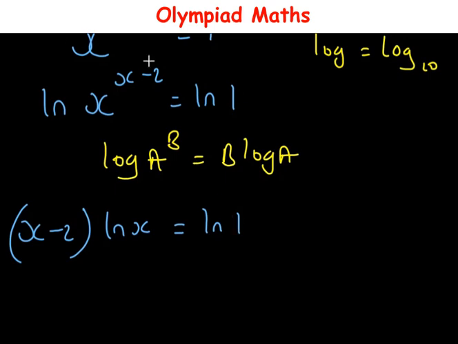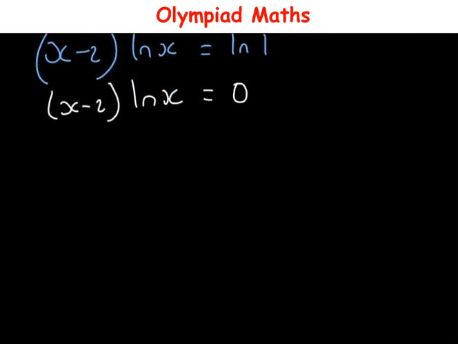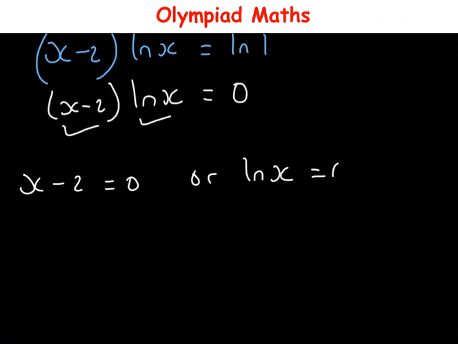Now with this, ln 1 is equal to 0. So this is equal to 0. Then x minus 2 multiplied by ln x is equal to 0. Now from here, x minus 2 is equal to 0, or ln x is equal to 0. So then let us solve for this first linear equation. Move minus 2 over to this side. The value of x is equal to 2. With this, we have gotten the first value of x to equal 2.